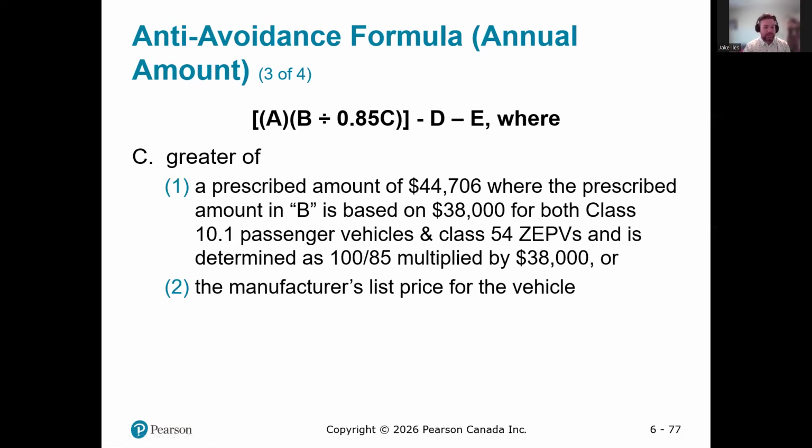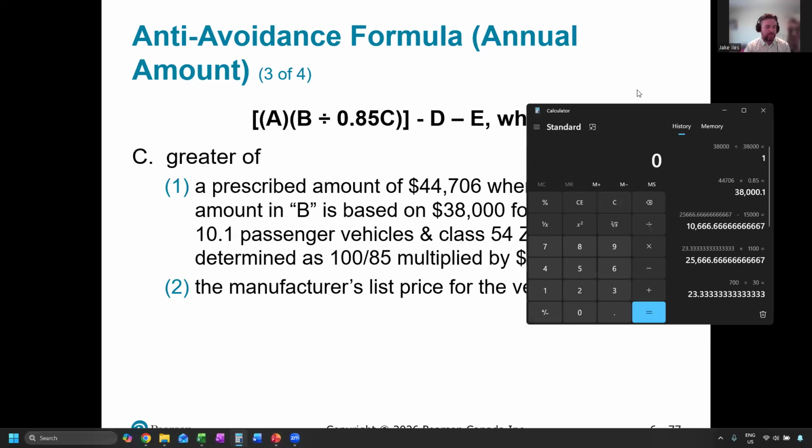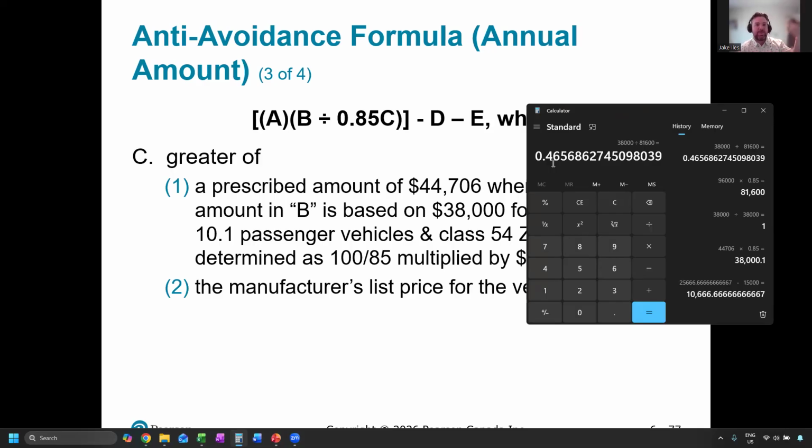If it's more, so let's say we use $96,000. So if the cost of the vehicle is 96,000 times 0.85, well, now that denominator is 81,600. So $38,000 divided by 81,600 is 46.56%. So basically it's saying about 46% of the lease payments are related to that allowable portion. So if our lease payments totaled $10,000, we can only deduct 4,656.